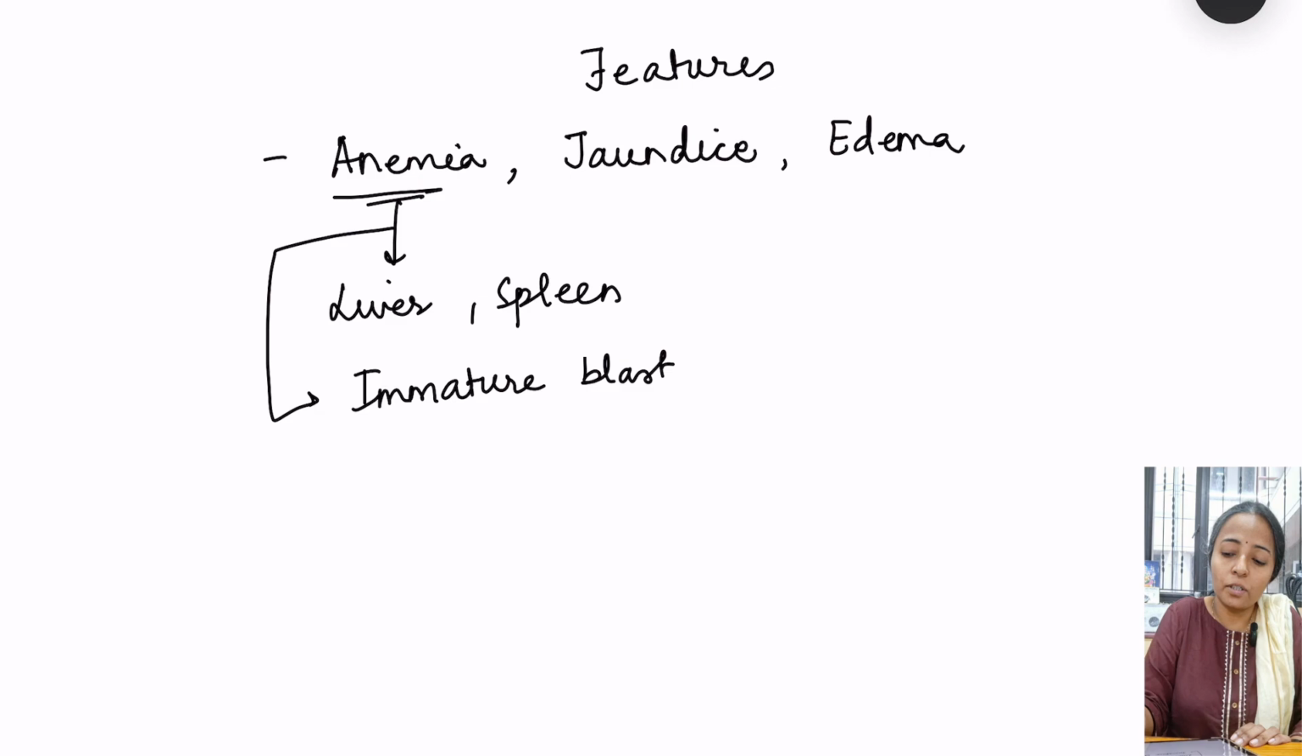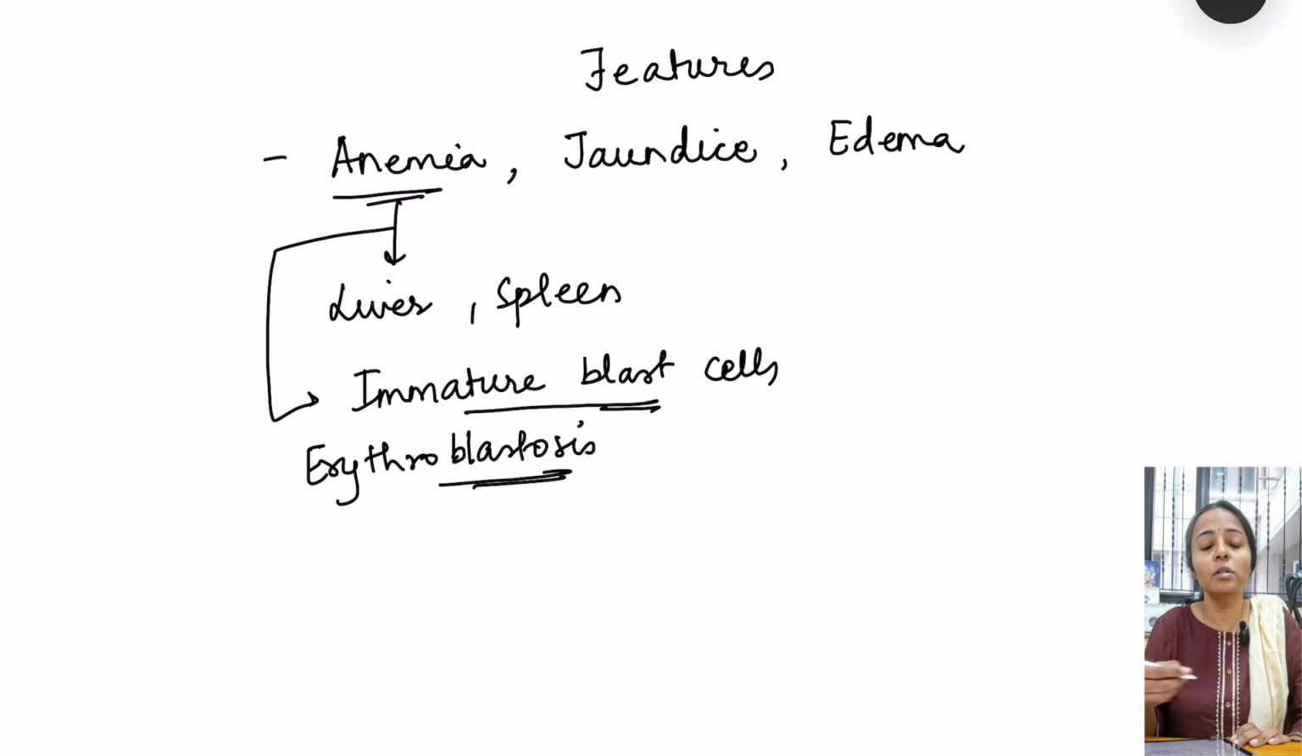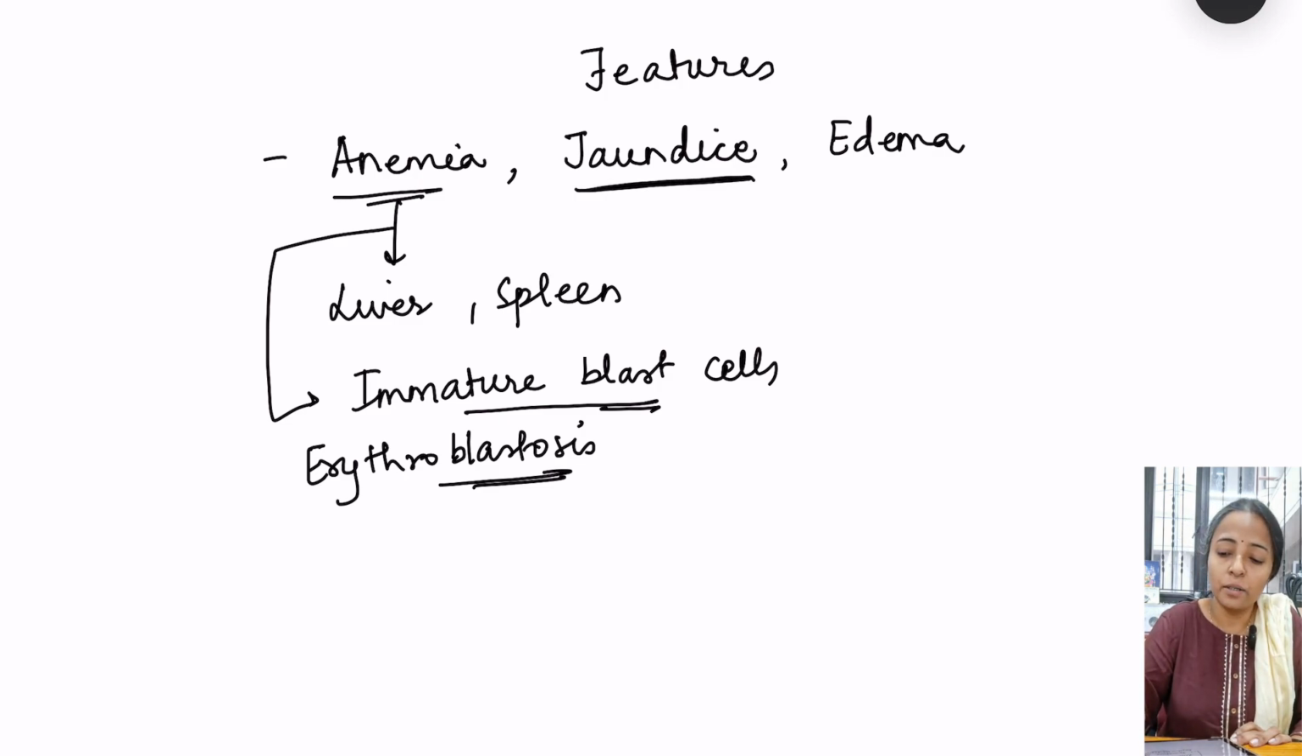So immature blast cells are released into the circulation. See, the name of the disease is erythroblastosis fetalis, right? Blastosis, that is immature blast cells, are released into the circulation. Then, since so many RBCs are being destroyed, there will be increased formation of bilirubin, and that is going to lead to jaundice.